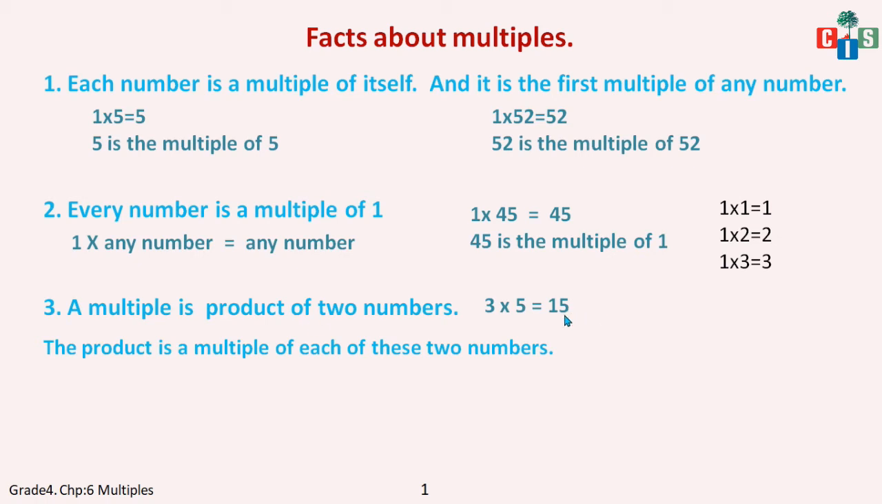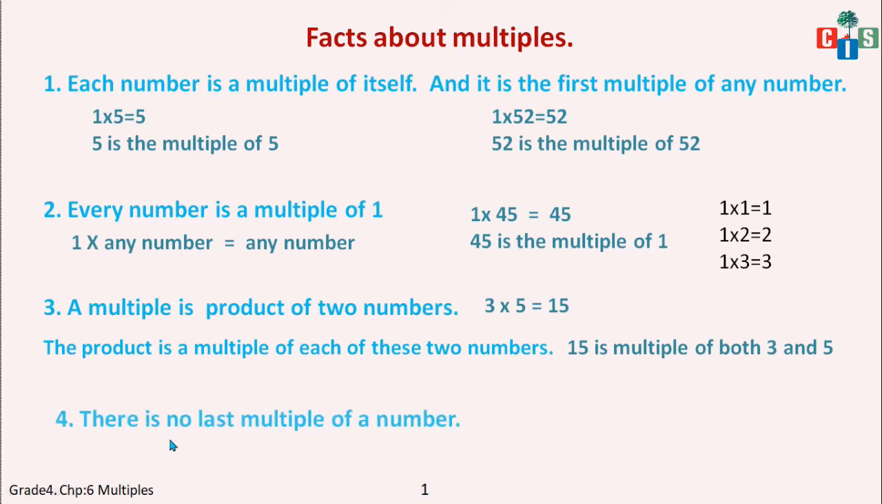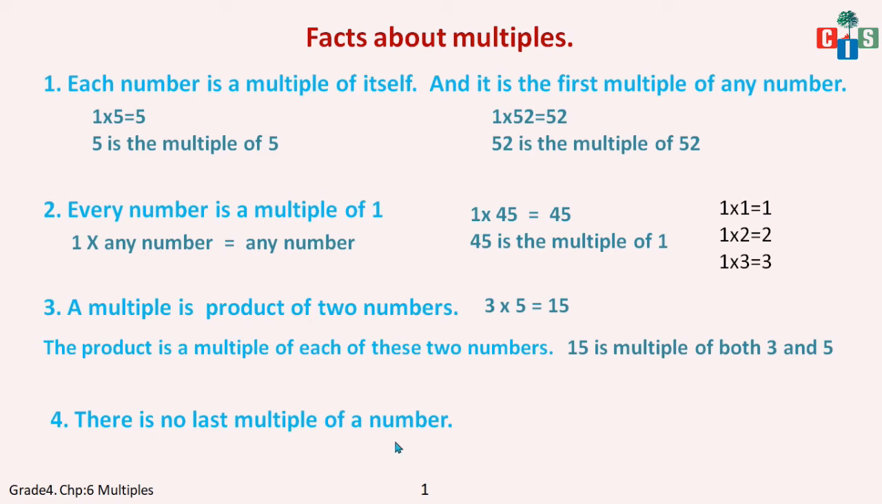So 15 is a product and multiple also. And of each these two numbers. So I can say that 15 is a multiple of 3 and 5. दोनों के multiple है. Okay. And the last fact is there is no last multiple of a number. This I have already justified.